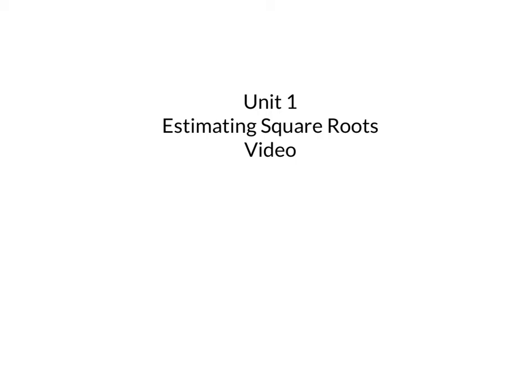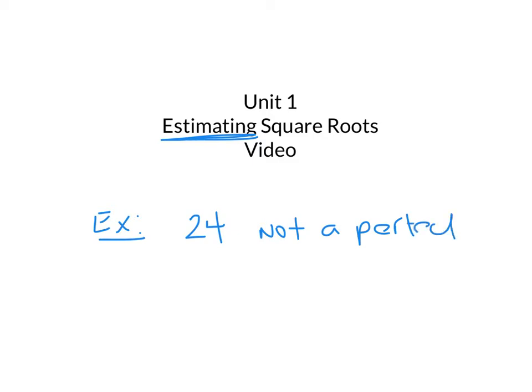Okay, in tonight's video we're going to talk about estimating square roots. So what happens, for example, if we have a number like 24 that is not a perfect square? We could not make a square if we had 24 Cheez-Its. So the square root of 24 is not a perfect square. So what do we do? We go ahead and we estimate. So let's get started.